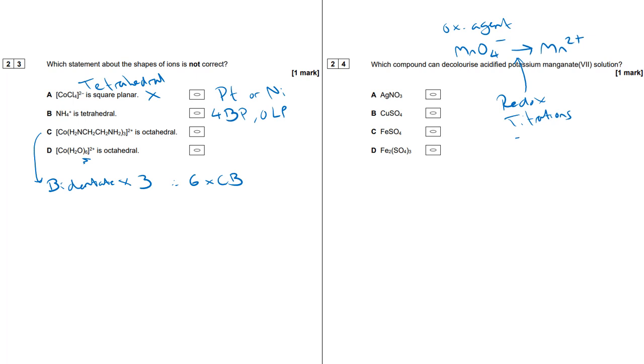So 2 common examples, 2 on the specification, would be the Fe2+ ion or the ethane dioate ion. So which compound contains Fe2+ or C2O4? It's going to be FeSO4. It wouldn't be D because that's in an Fe3+ oxidation state.